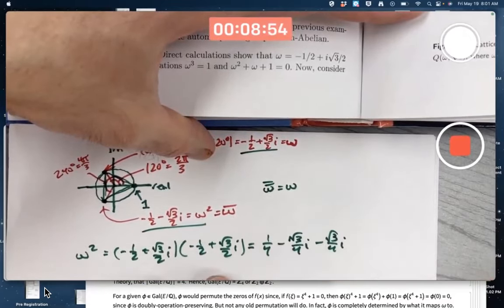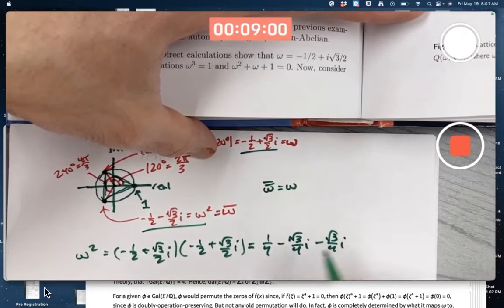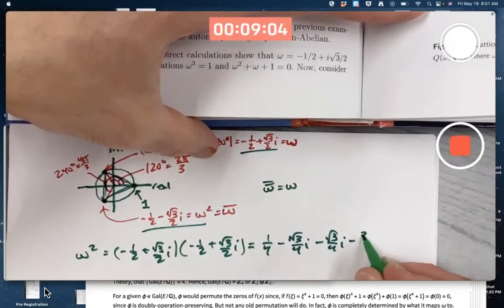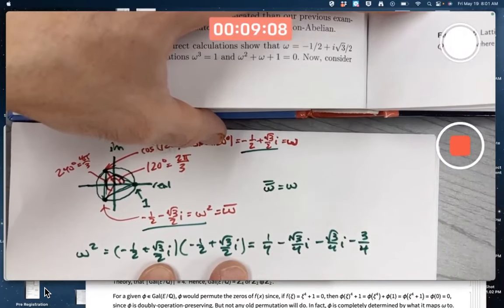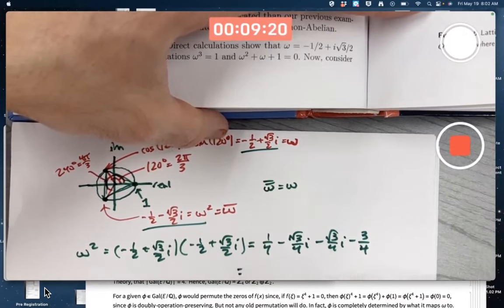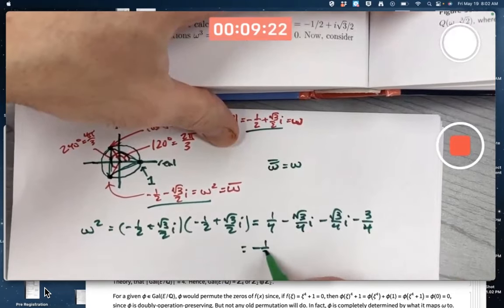-√3/4 i. And then last times last, √3/2 squared would be 3/4. And then i squared is -1. So we get -3/4 with last times last. Right? Double check that in your mind. √3 squared is 3, 2 squared is 4, i squared is -1. So you get -3/4. Simplify: 1/4 minus 3/4 is -1/2.